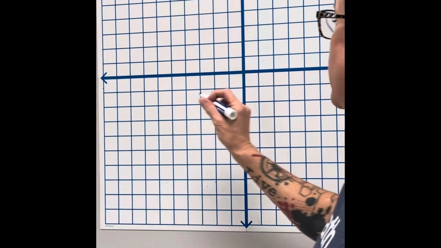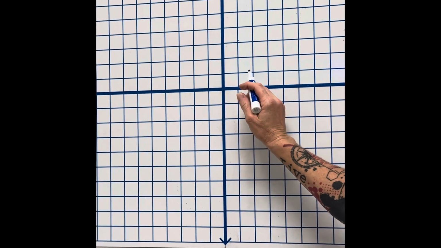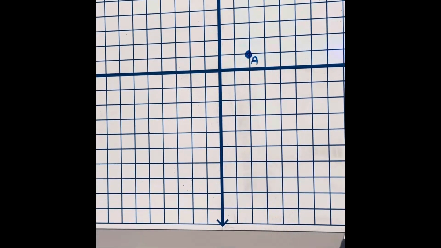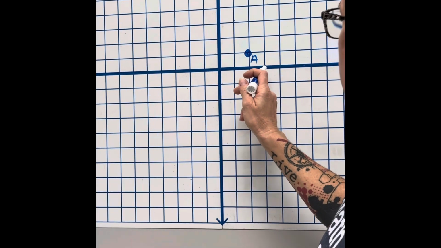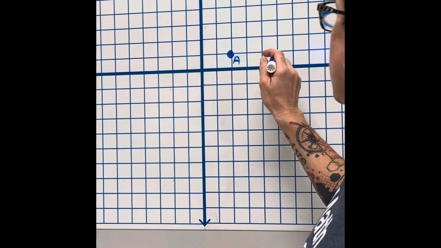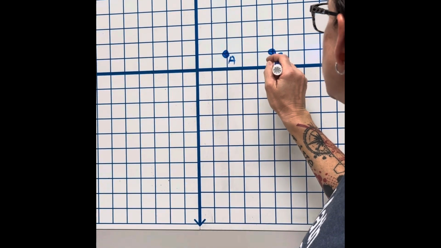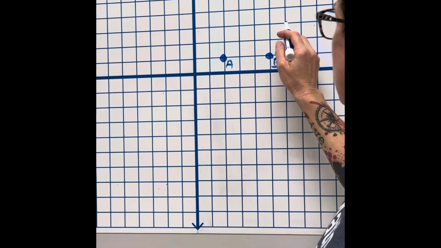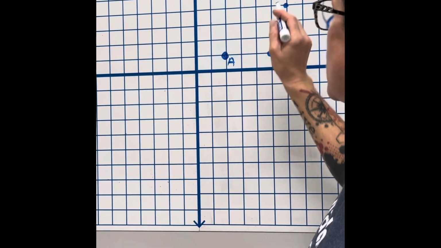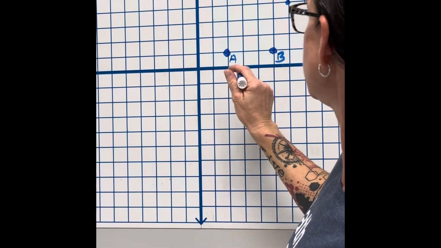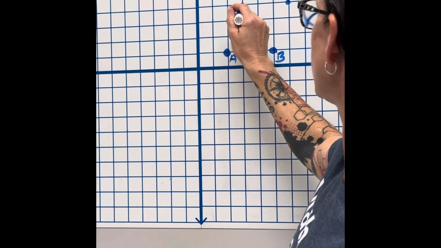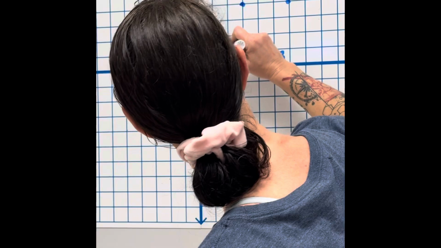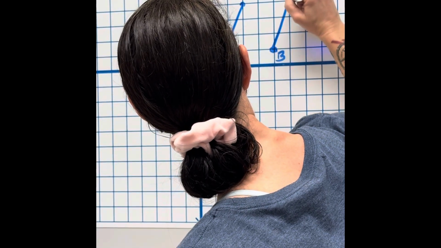So A is going to be 2 to the right and up 1. So point A will be right here. We can label that A. Point B will be 5 to the right and up 1. So here is point B. Point C is 6 to the right and 4 up. And point D is 3 to the right, 4 up. Now we're going to connect these dots and create our parallelogram.